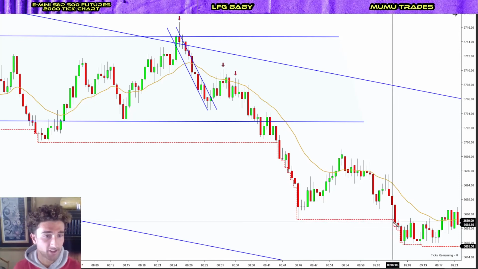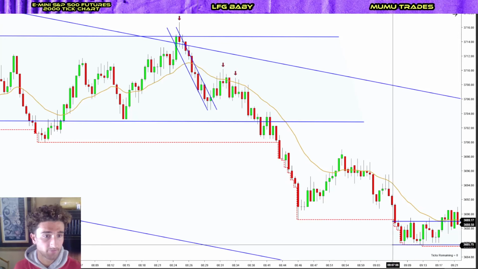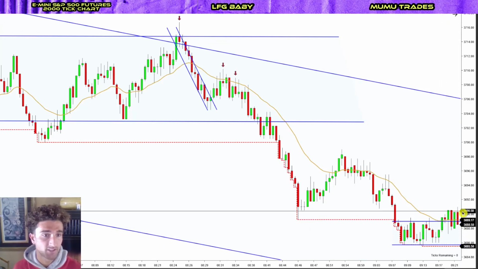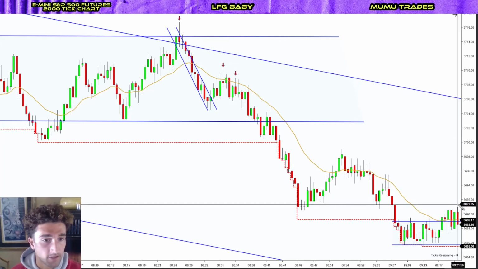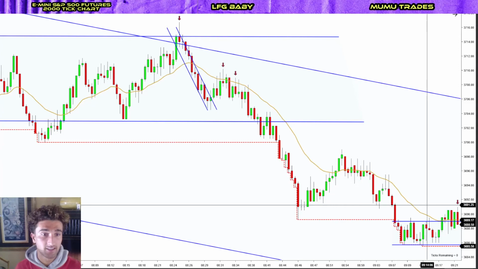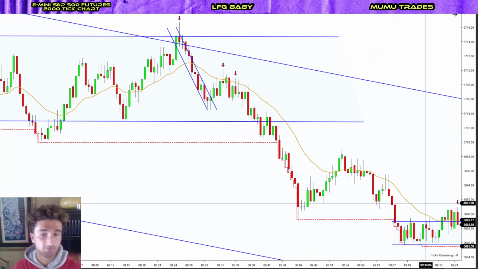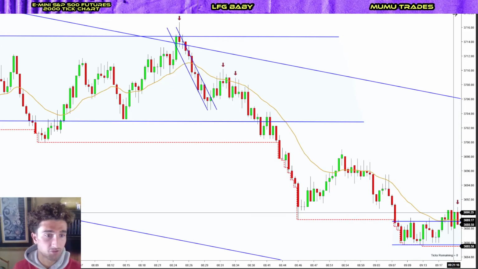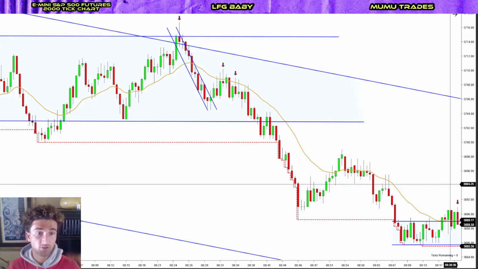I see an entry right here that I actually like. Congestion, followed by one attempt, second attempt to break out of here, but another rejection at the EMA at these price levels. These bars were stacked. We had 1, 2, 3, 4.